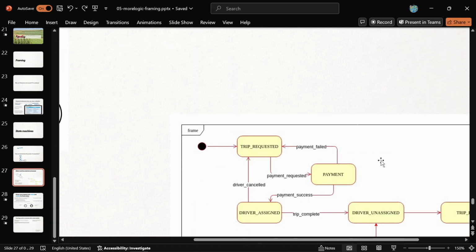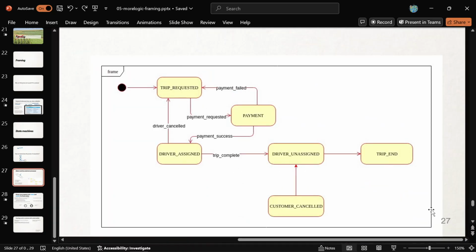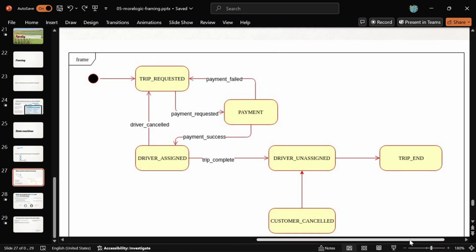And so here's a better example now that we understand the process. This is a state machine model for a ride-sharing app, like Lyft or Uber. Let's say that when you turn on the app and request a trip, it starts in this trip requested state. This is maybe what's really going on under the hood. I'm going to show you how powerful state machines are based on this.